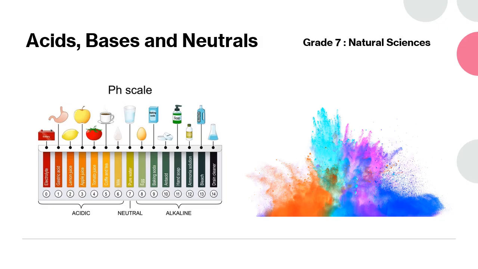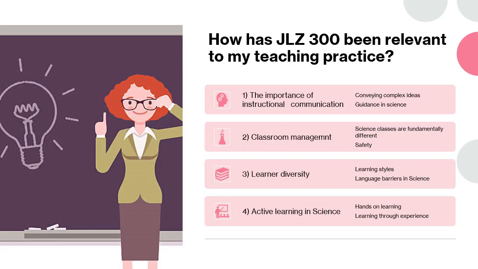I will be teaching natural sciences for grade 7. The topic I have chosen for this lesson is acids, bases and neutrals. JLZ 300 has taught me many things that I will one day use in my teaching practice, but I have highlighted the most relevant concepts.